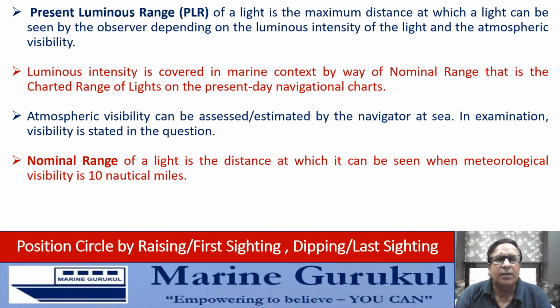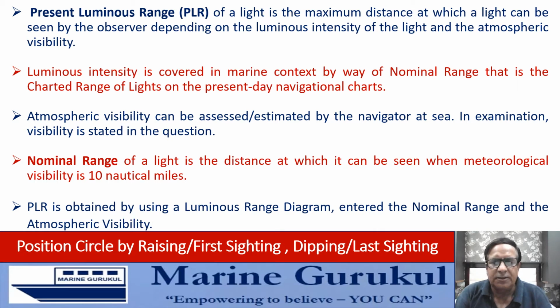Then we need to understand a term, nominal range of a light. It is the distance at which a light can be seen because of its luminosity under meteorological visibility conditions of 10 nautical miles. It is this nominal range which is charted on today's or present day navigational charts.